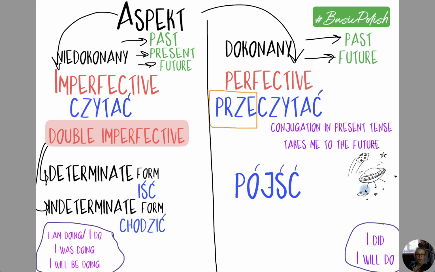Now, imperfective verbs will also enable us to say that we were doing something. Okay? So again, listen to what I'm saying. I was doing something. You were doing something. She was doing something, right? This will be achieved by adding a different ending.